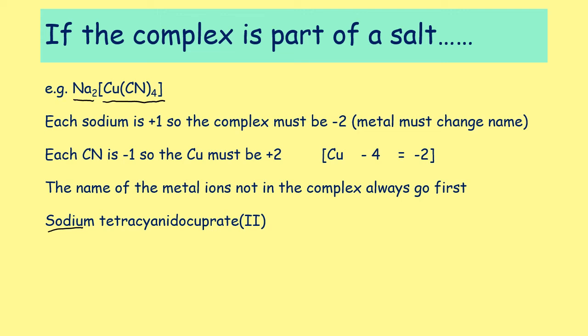And when we work out the oxidation state, we know that copper is in a +2 oxidation state, so it is tetracyanide cuprate 2. If we're including the sodiums, those are going at the start. So we've got 2 examples here that we're going to go through.